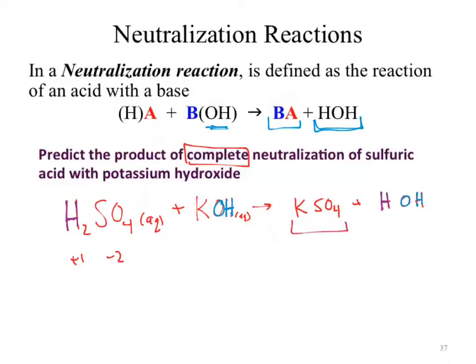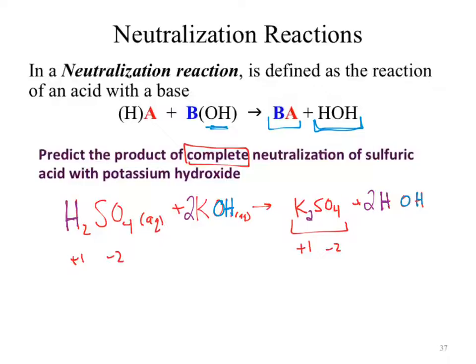Is this formula correct? Yes. Sulfate is a -2, potassium is a +1. Is the formula correct? What do we need? A 2 next to our potassium to go through and balance. And we're now balanced.